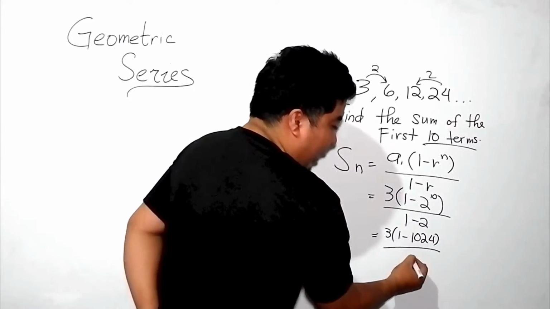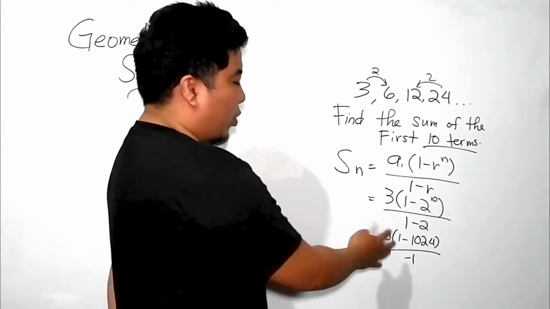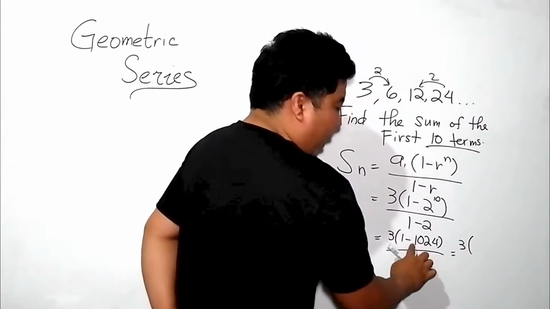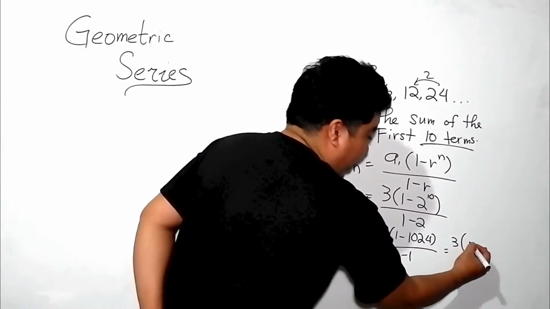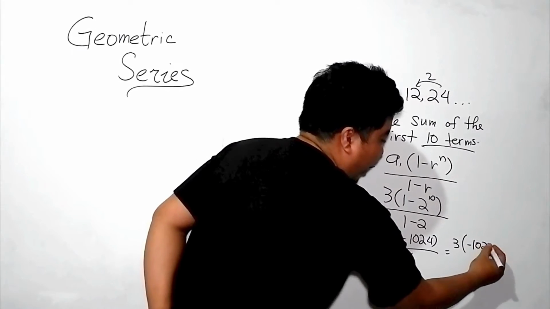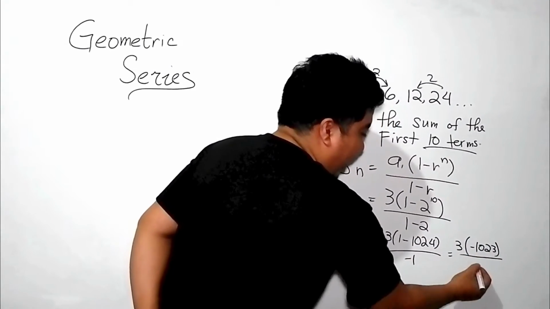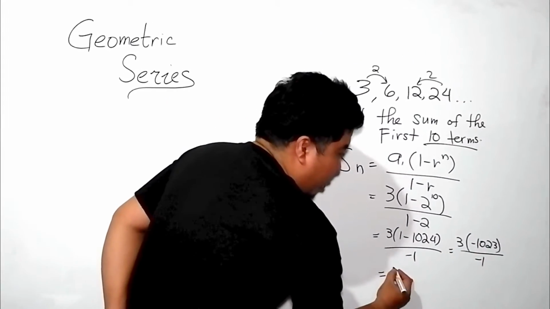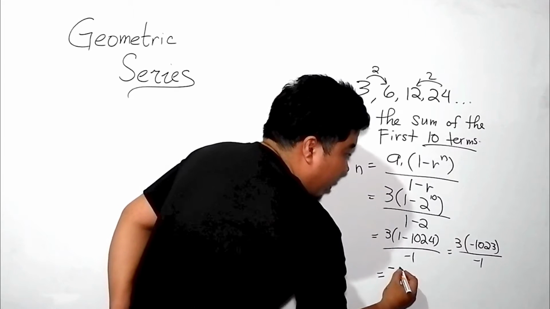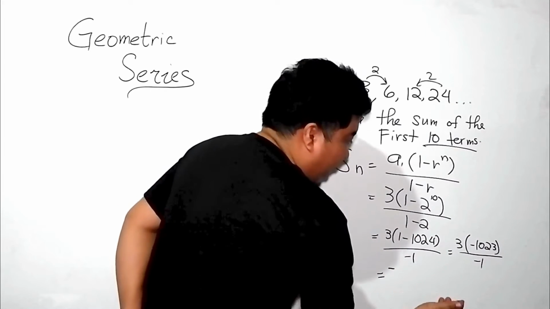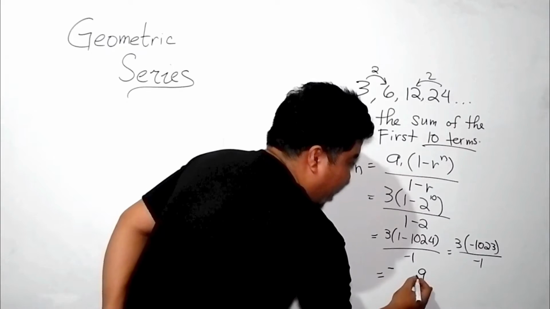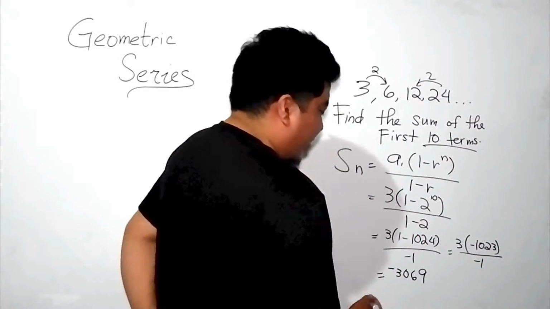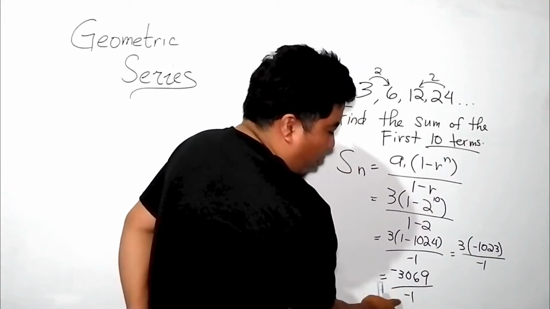1 minus 2, that is negative 1. Okay, so we have here 3 times 1 minus 1024, that is negative 1023. Okay, and then divided by negative 1. So if we continue, we multiply this one, so that is negative 3,069, divided by negative 1. Both are negative.